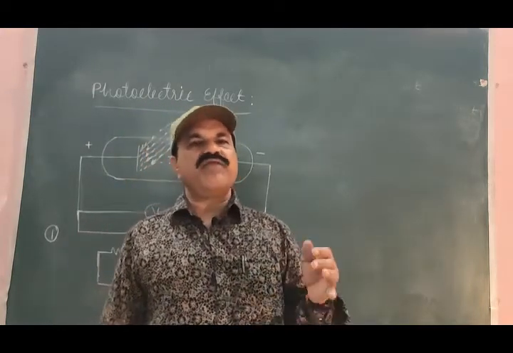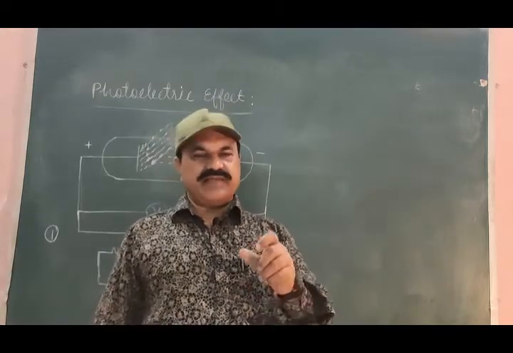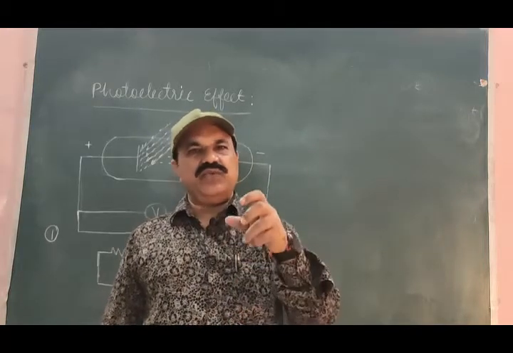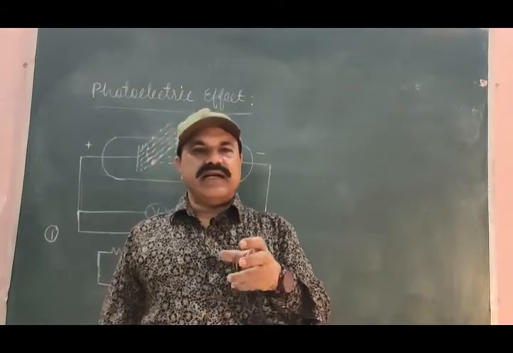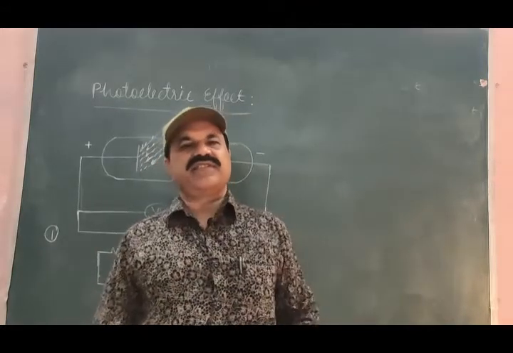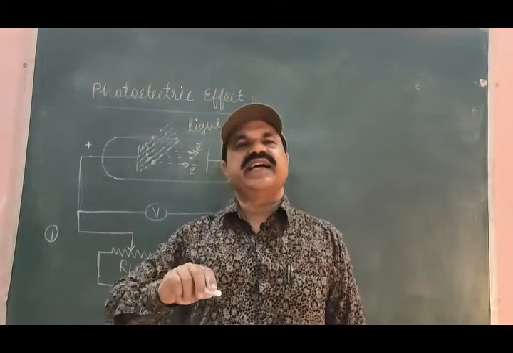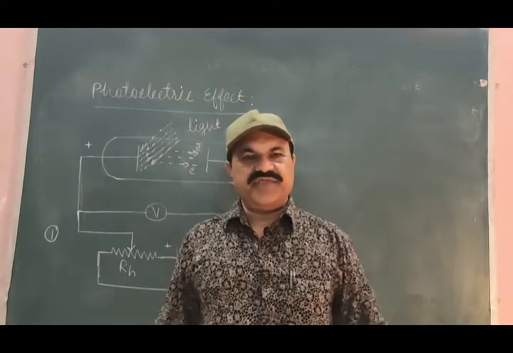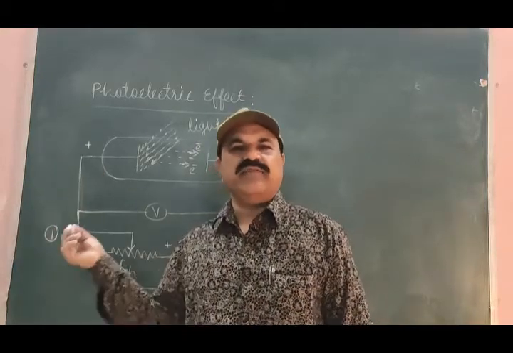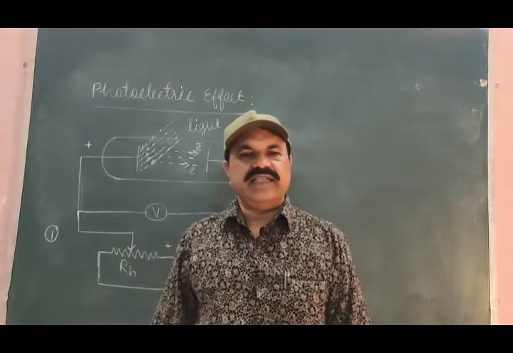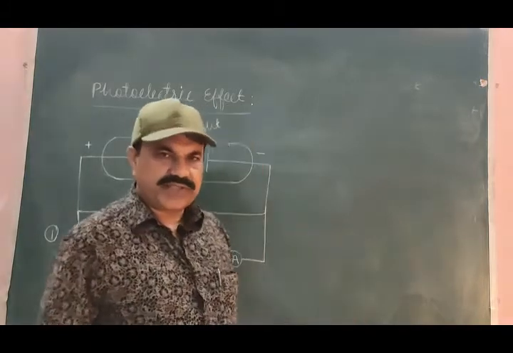It means that the kinetic energy supplied by the bombarding photons to the electrons is utilized in two parts. Some part of the energy is taken to break the bond with which the electron is bound with the metal surface. Remaining part is carried by the electron as its kinetic energy. This way the photoelectric effect will take place. The electron will get emitted from the metal surface. The electrons so emitted from the metal surface are known as photoelectrons.